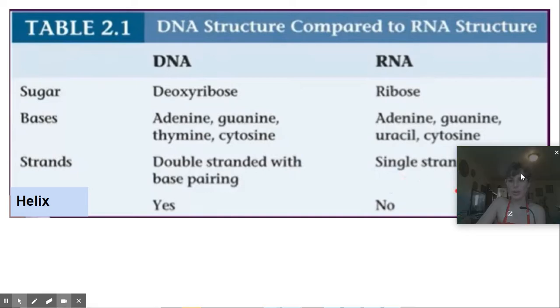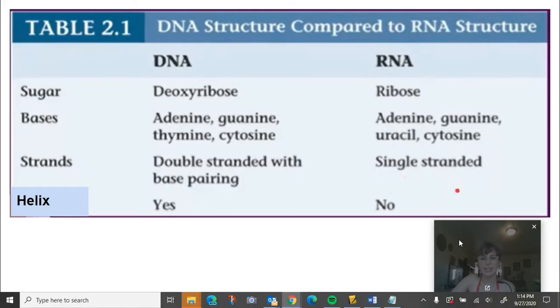So let's just do a quick summary of the differences then between our DNA versus our RNA, okay? The sugars are different, okay? The bases are the same except for that our pyrimidine changes, right? Instead of thymine, which we see in DNA, we have uracil. In terms of strands, DNA is double-stranded and pairs at the bases, those nitrogenous bases, versus RNA is single-stranded, okay?